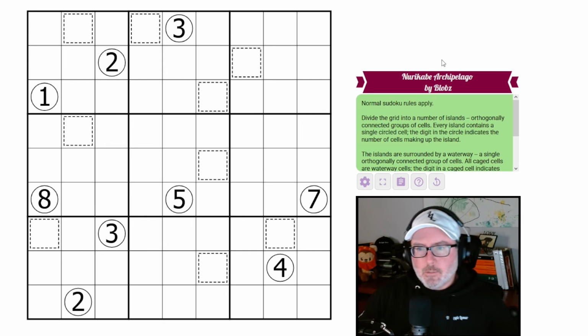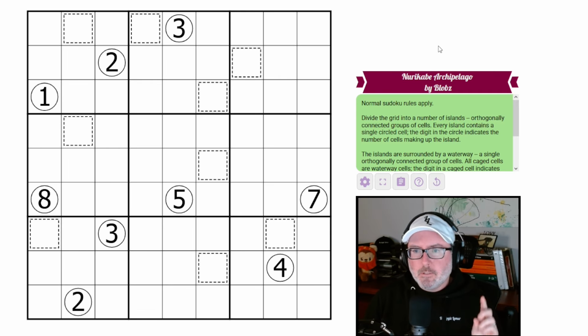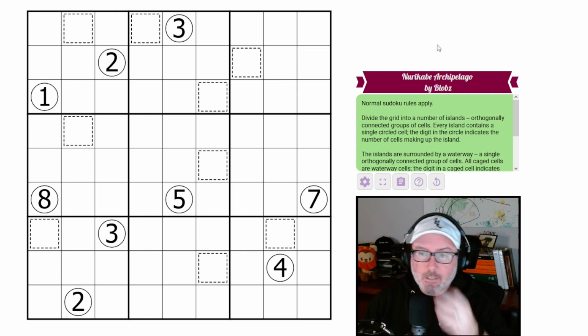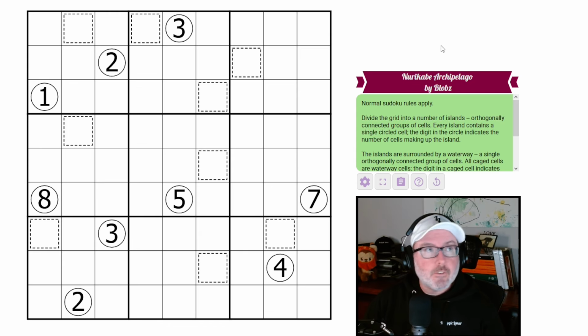Now we're doing a Blobz puzzle here. This is actually part of another series he's doing, but I don't think I'm going to do this one as the series. We just did the Hobbit Adventure puzzle pack. Took quite a few weeks to get through them all.